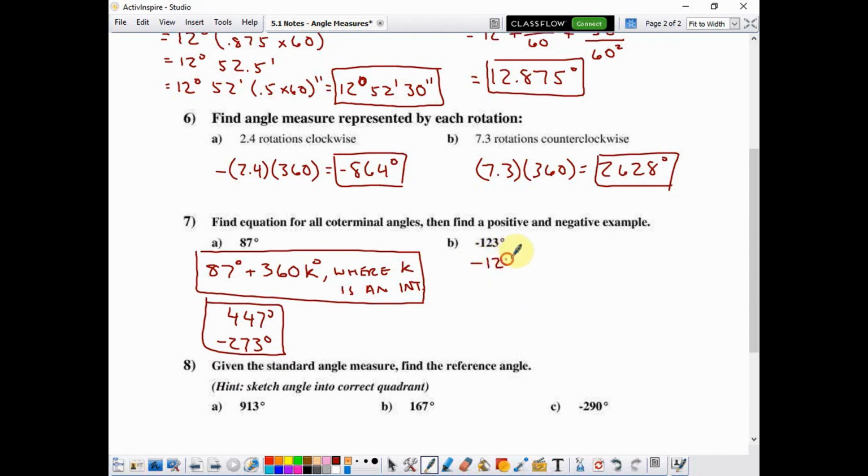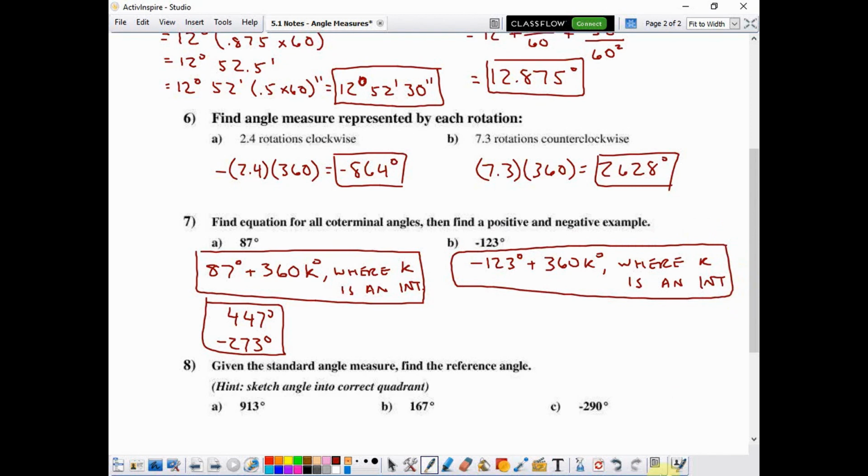For B, negative 123 degrees plus 360 times k degrees. And again, k has to be an integer, where k is an integer. So there's my equation for all coterminal angles. A positive example, I'll put in 1 for k, so it's negative 123 plus 360, 237 degrees. And then I'll put in negative 1, negative 123 minus 360, and that's negative 483 degrees. And I have a positive and negative coterminal example.